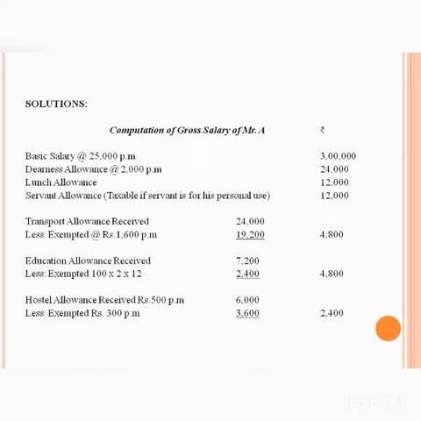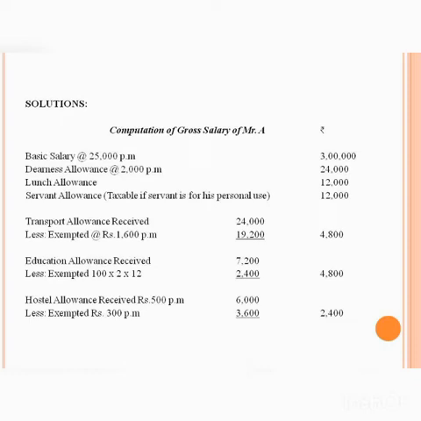So this is how the solution will look. First of all, let me tell you how you have to do it. First, you prepare the format, the outer column, write down amount, and at the top you write down computation of gross salary of Mr. A. Please do mention for assessment year 2019-20. Do not forget to mention that. Then you write amount and draw all those particular columns.